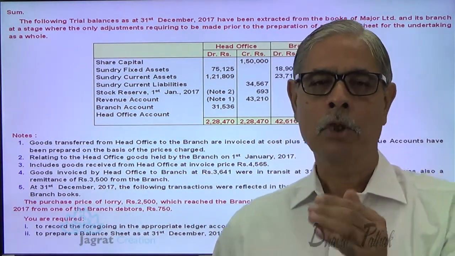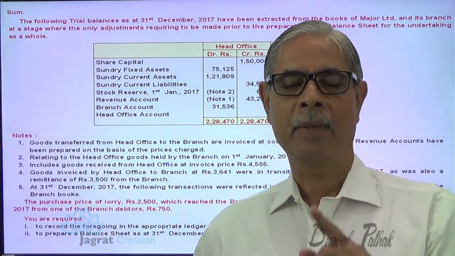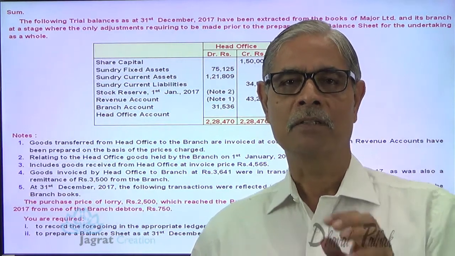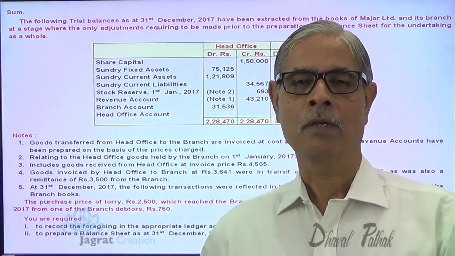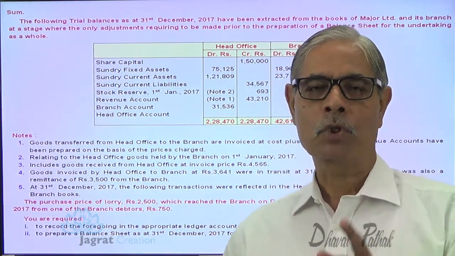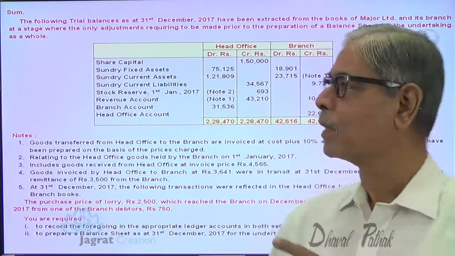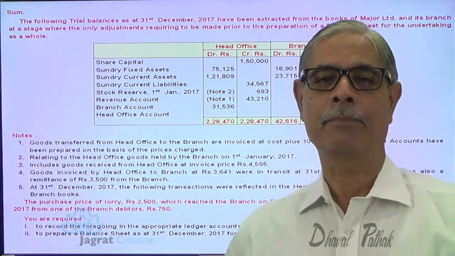So the lorry is purchased for the branch. Payment is made by HO. This transaction was not recorded in the books of branch. So this transaction will be recorded, and in light of that, this trial balance is subject to change.